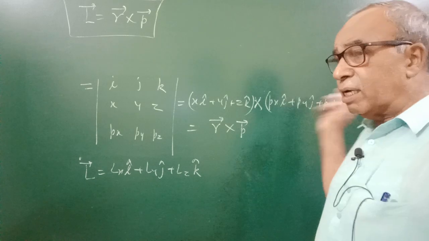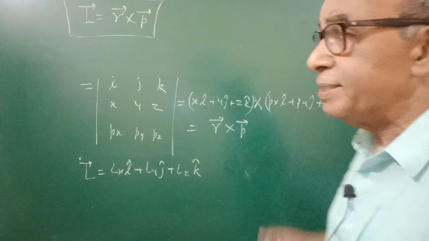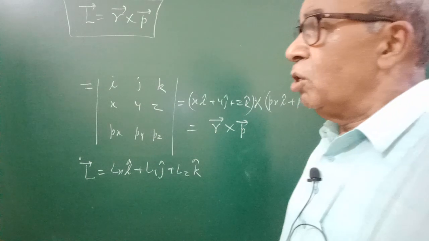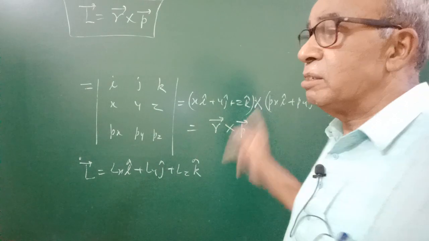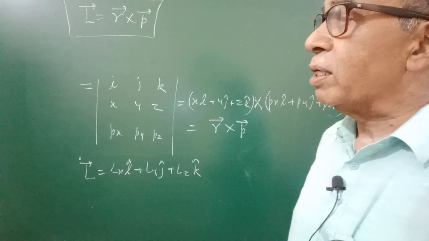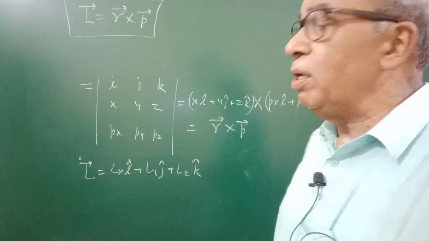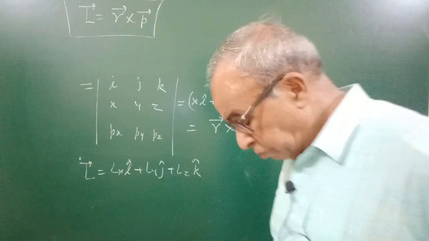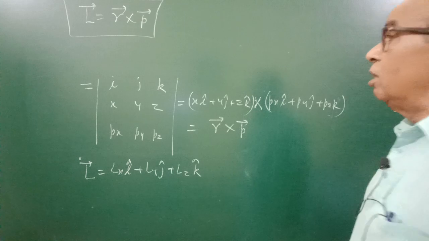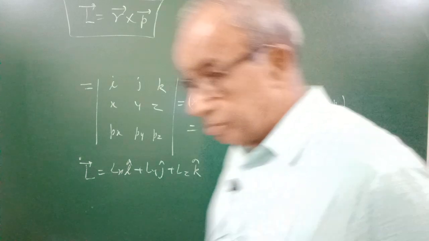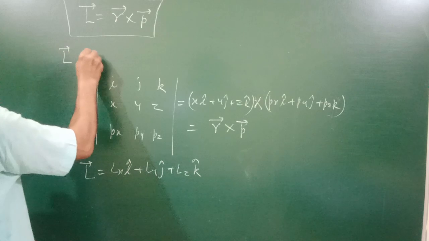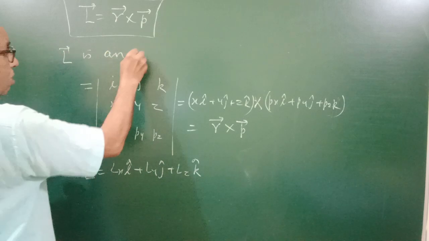Just like in this diagram which we have drawn here, the body is rotating in the XY plane. So linear momentum is in the XY plane, and R is also in the XY plane. So vector L will be along the Z axis, perpendicular to both. So angular momentum is an axial vector. Vector L is an axial vector.